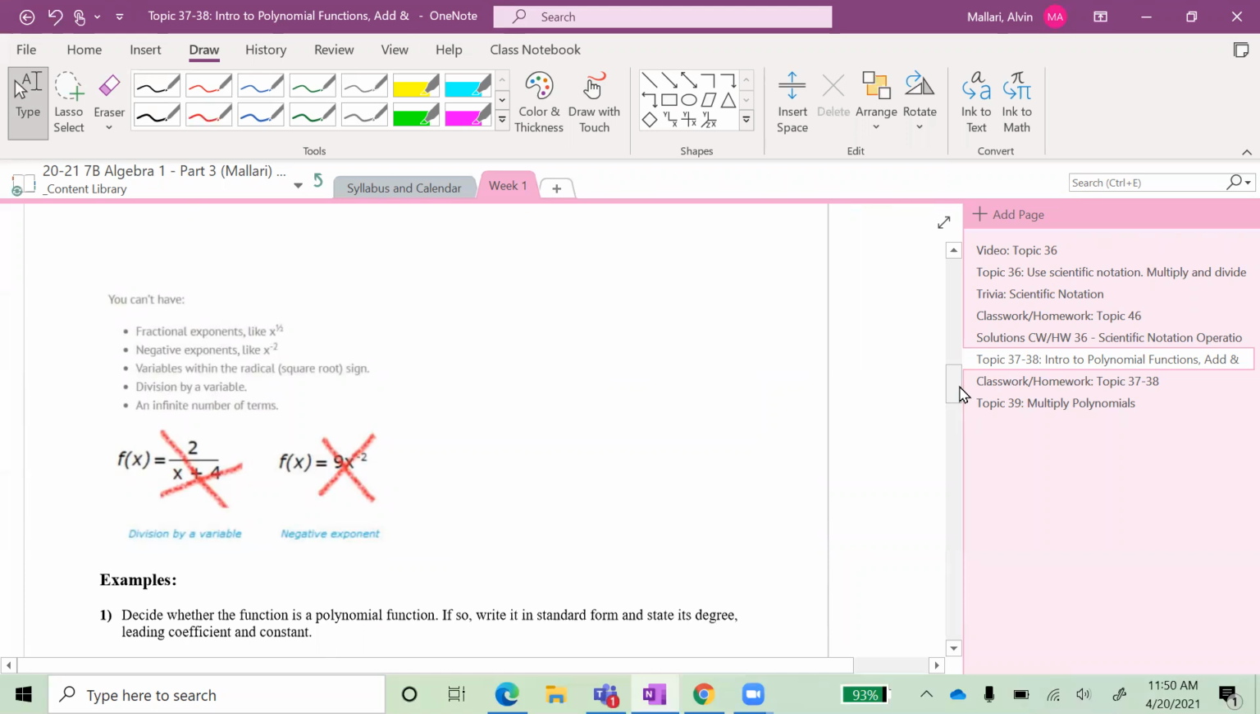For polynomials, we cannot have fractional exponents. You cannot have negative exponents and variables within the radical or square root sign, and you cannot have a division by a variable. Also, you cannot have infinite number of terms.